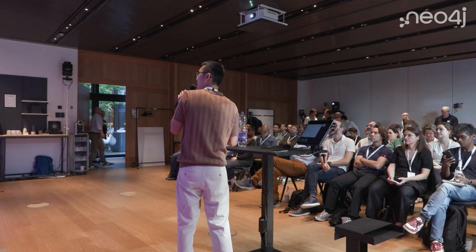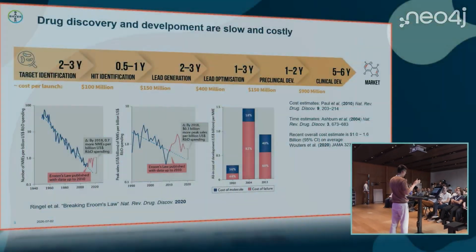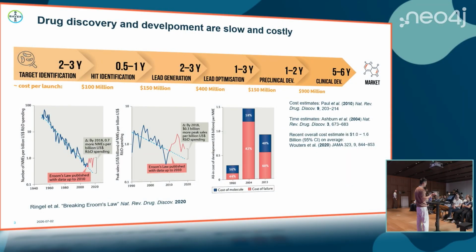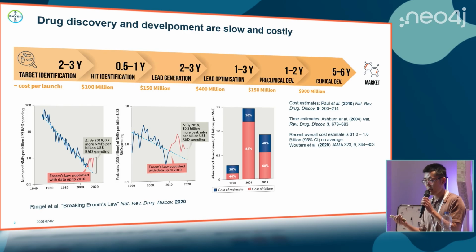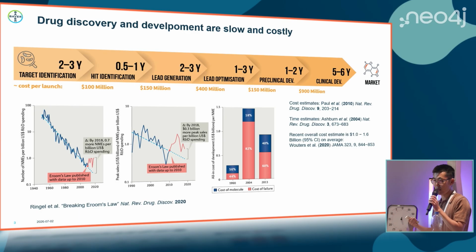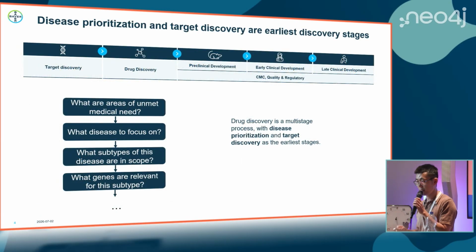So I will briefly talk about drug discovery because I actually forgot that the audience is life science. I mean, I'm sure most of you know that drug discovery and development are slow and costly. Most of the costs and most of the time is spent on development. However, discovery is also something that we cannot neglect. In particular, target identification is something that takes also a couple years. And this is something that we want to accelerate, whether with the use of AI or not.